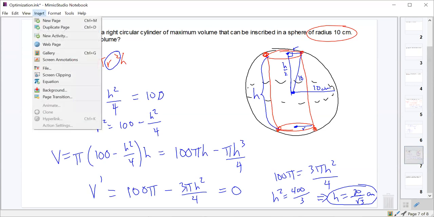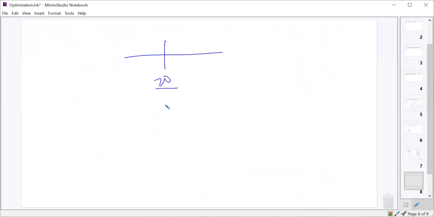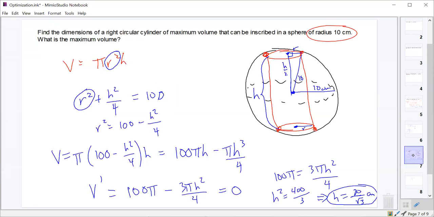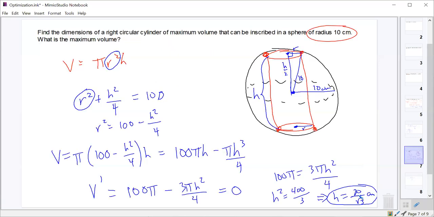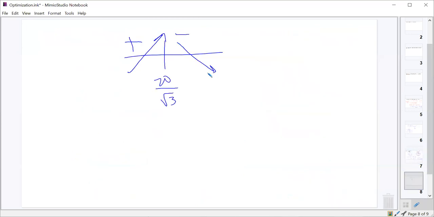All right, so now we need to make a sign chart to show that this is actually a max. So something less than 20 over root 3 would be like 1. If we plug in 1 to our derivative, we get 100 pi minus 3/4 pi. That's definitely positive. So we got positive and we're going up. And then we plug in something more than 20 over root 3, like, I don't know, let's say 19. I plug 19 into here. 19 squared is 361 times the 3 divided by 4 is more than 100. So when I subtract, I should get a negative now. And we end up with a max at h equals 20 over root 3.